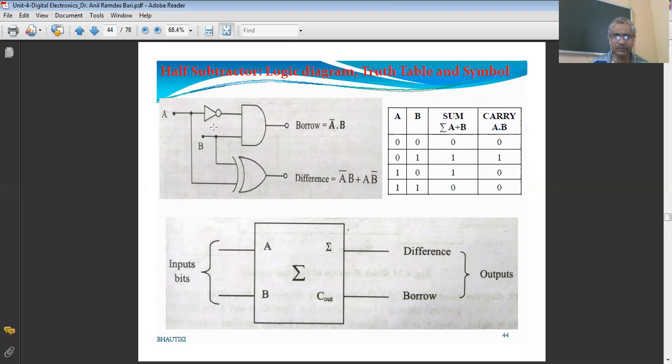A is 0, B is 0. A and B are applied to the exclusive OR gate. A is equal to 0, B is equal to 0 means both inputs are the same, and therefore the output is 0. So the difference is A minus B. Here it is wrongly written as A plus B. No, correct, it is the sum A plus B, right?